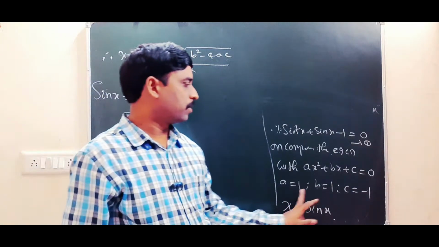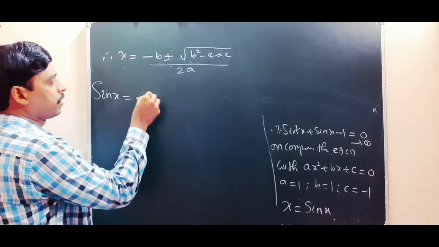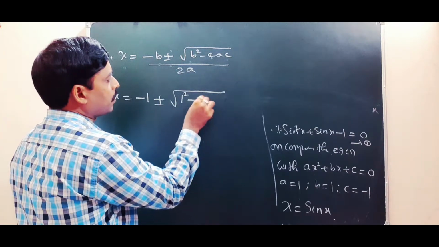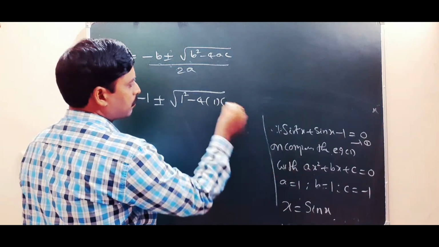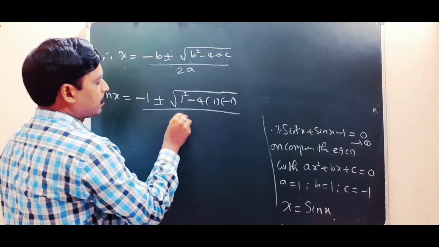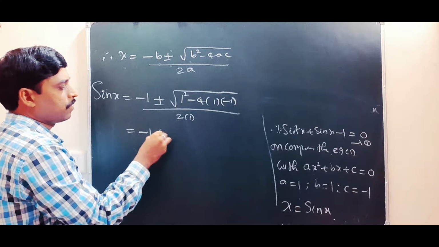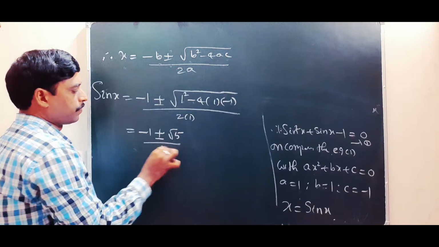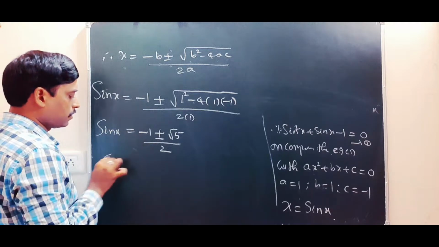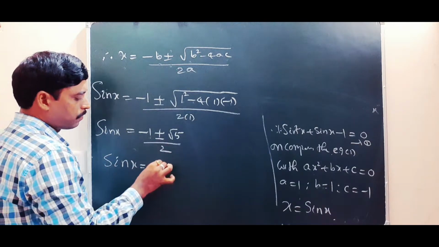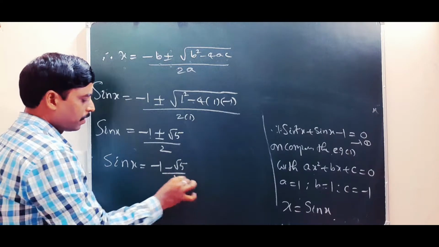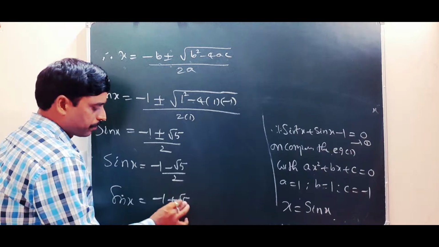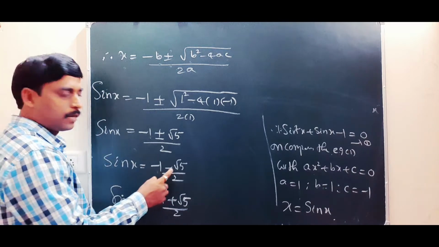So a, b, c values are 1, 1, minus 1. B value 1, right, minus b plus or minus square root of b square. B square is 1 square, minus 4 into a value 1 and c value minus 1, by 2 into a value 1. It is going to be minus 1 plus or minus root of 1 plus 4, that is 5, root 5 by 2. Okay. So sin x has 2 values: sin x is equal to minus 1 minus root 5 by 2, and the second value, sin x is equal to minus 1 plus root 5 by 2.